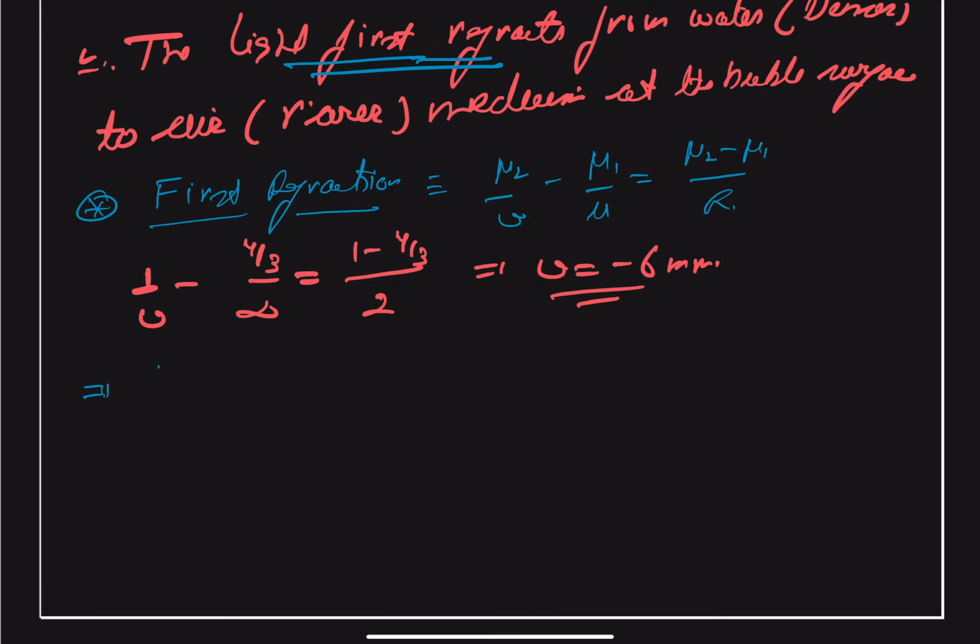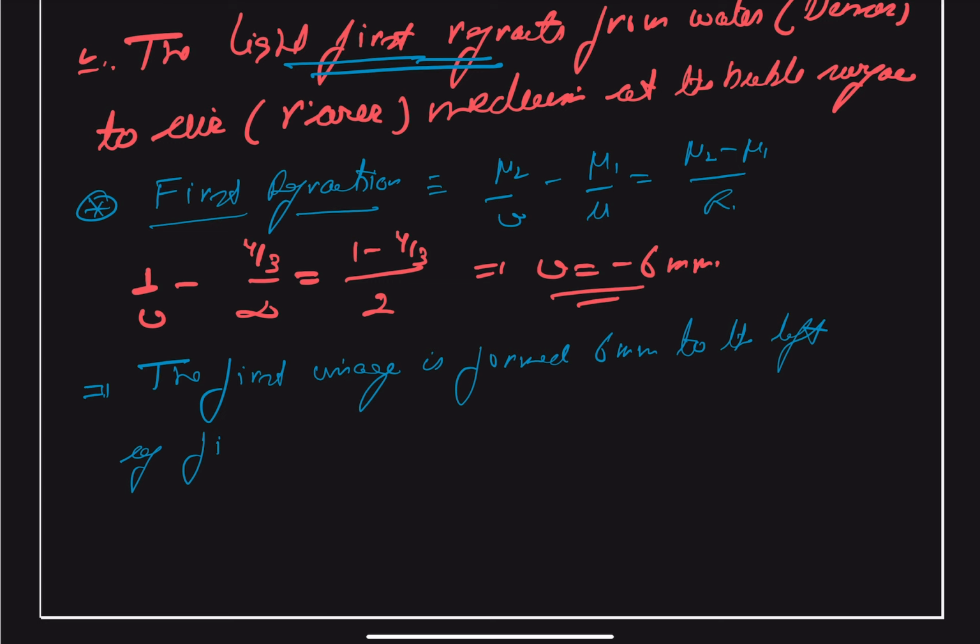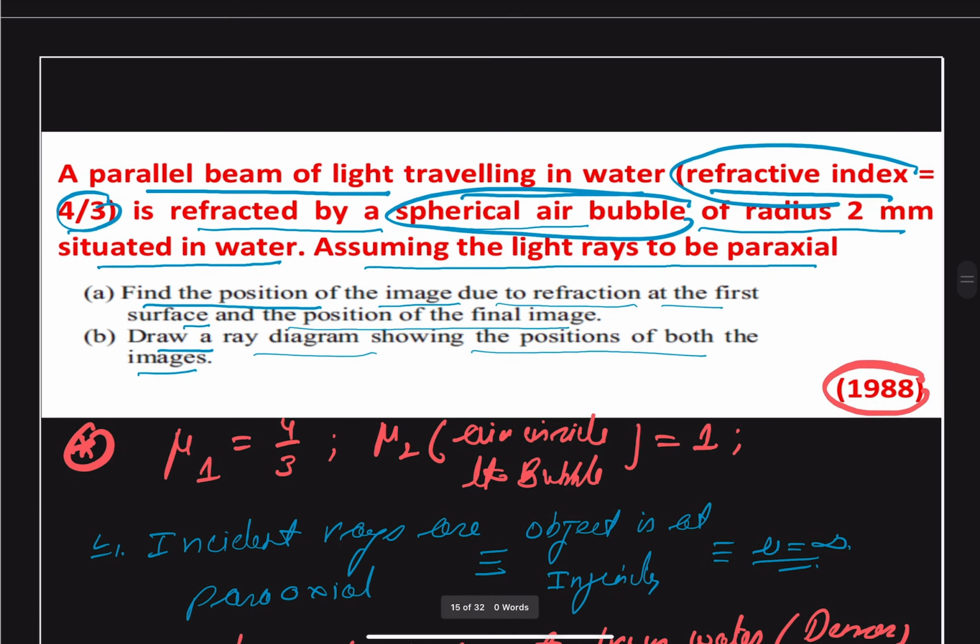You can see the first image is formed 6 millimeter to the left of the first surface, and here the radius is given as 2 millimeter.